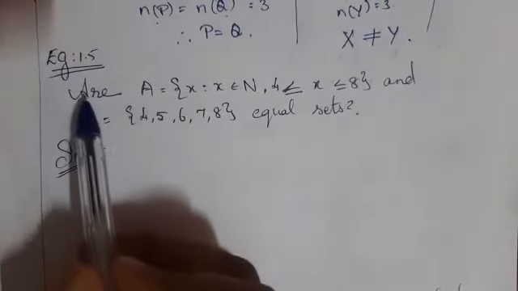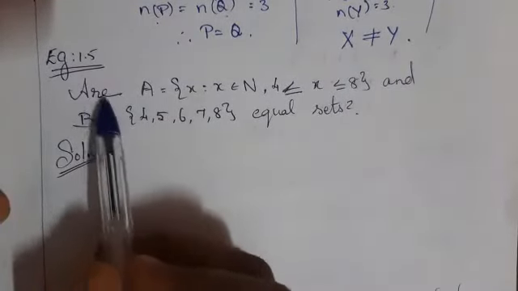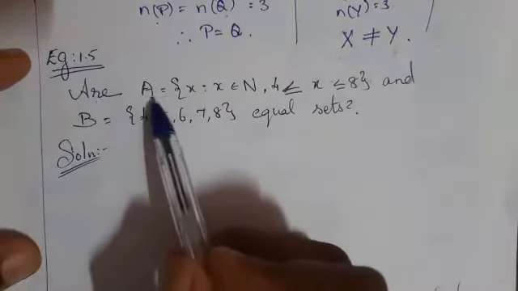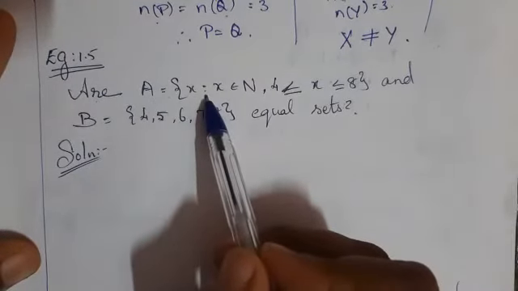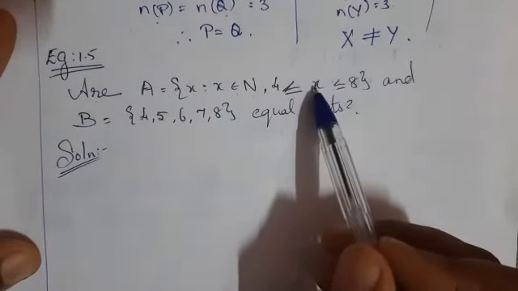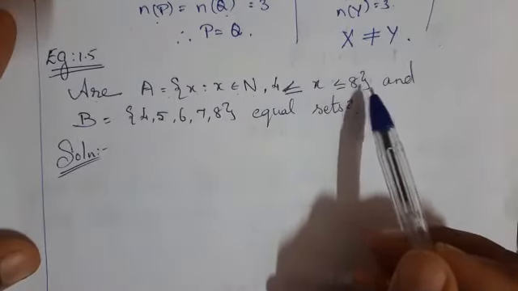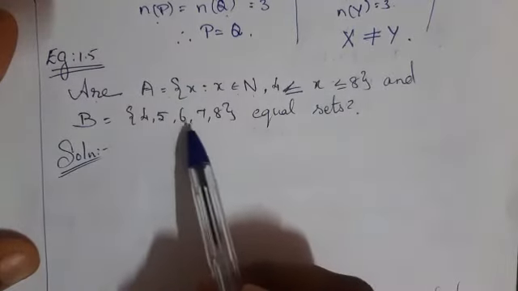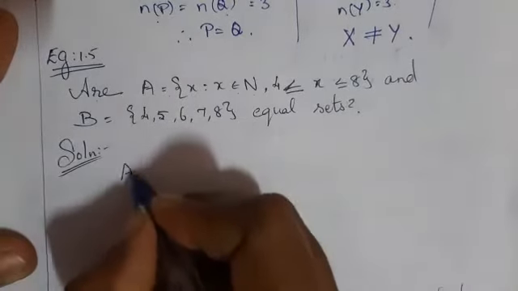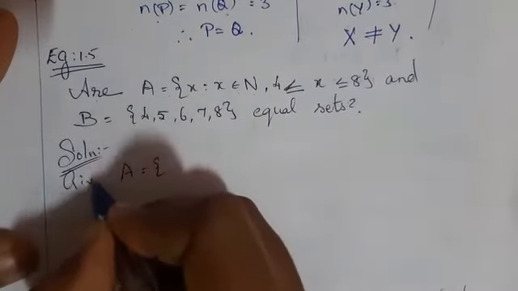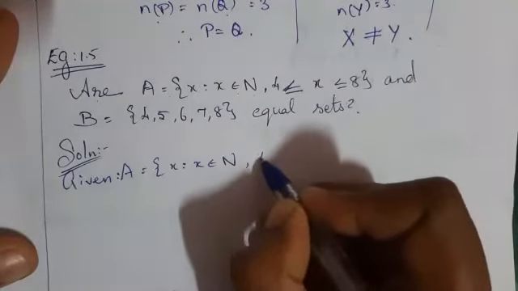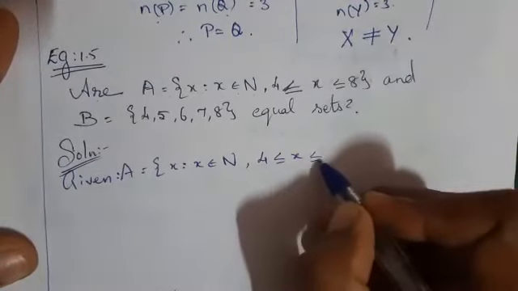Here you have one example. Say whether this statement is yes or no. A is equal to {x such that x belongs to N, 4 less than or equal to x less than or equal to 8}, and capital B is equal to {4, 5, 6, 7, 8}. Are they equal sets? First you write the given set. Capital A is equal to {x such that x belongs to natural numbers, 4 less than or equal to small x less than or equal to 8}.